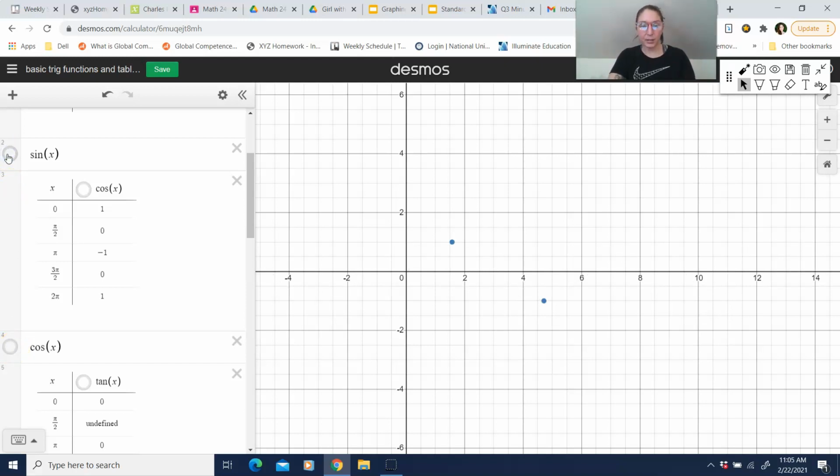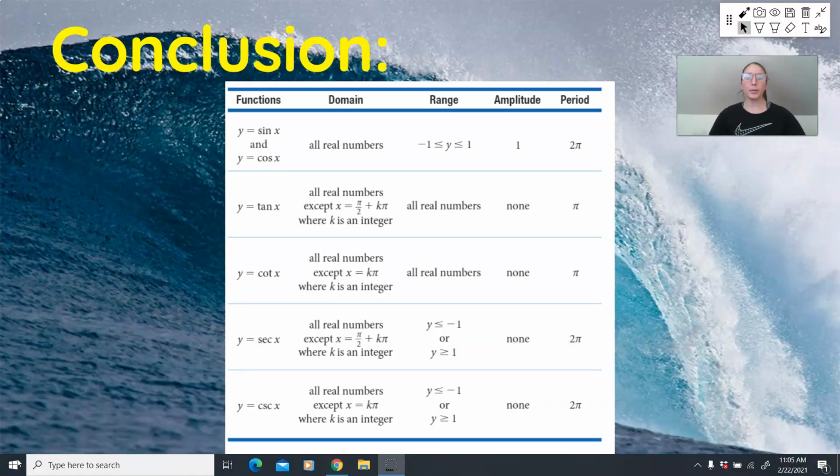And now let's look at our conclusion for these tables of values. So here's the conclusion rolled up in one nice chart. So our functions sine and cosine had the same properties. They're all real numbers. The range, amplitude, and period were all the same. And then here is everything laid out for you, not a lot nicer than what I had in my chicken scratch. It gives you the domain, range, amplitude, and period for all 6 of the trig functions.